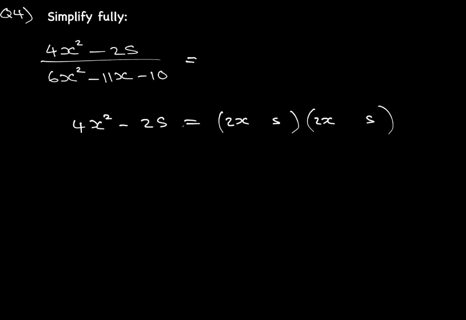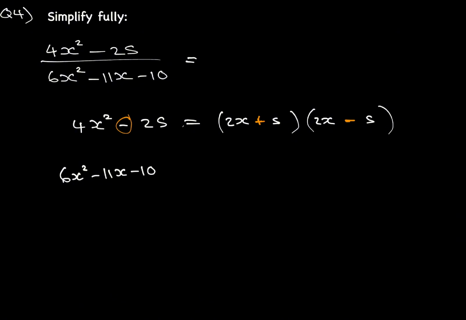How do I get the negative in the middle? Well, the only way is if I multiply a positive number by a negative number. That's how I would do difference of two squares. And then I've got 6x squared minus 11x minus 10. Oh, this is going to be long.